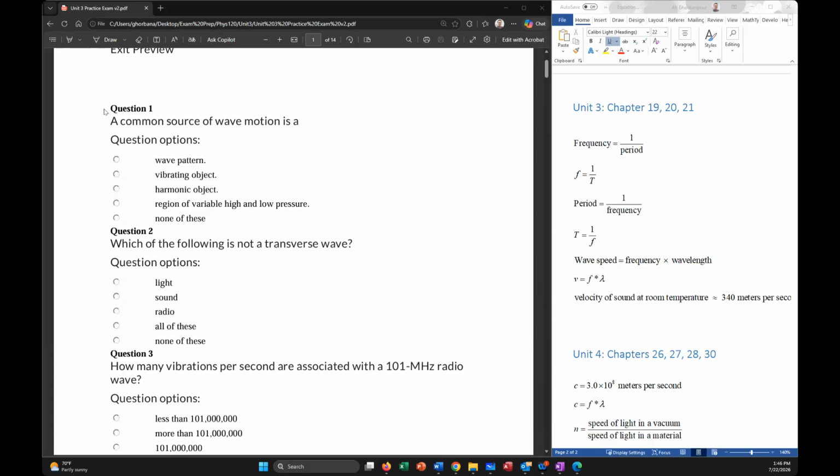Okay, Unit 3 chapter. We have frequency, period, the velocity of the wave. These are the equations that we will use. There are just a couple of equations. And then we start with question number 1.